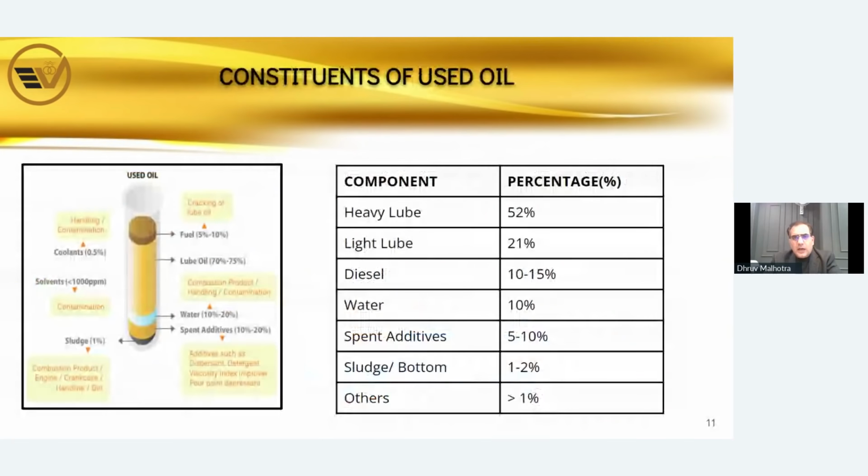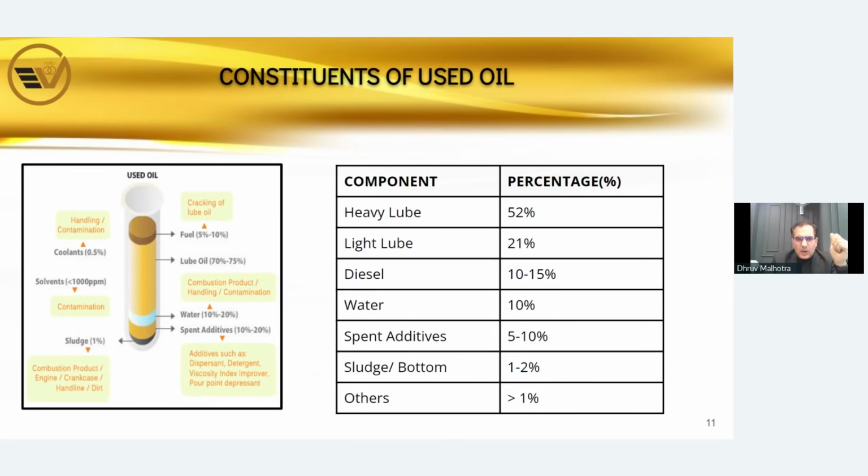So now, like I told you, oil will never lose its properties. But then what is it that contaminates the oil? Here we have given a typical breakup of what can be the contaminants which will contaminate the oil.